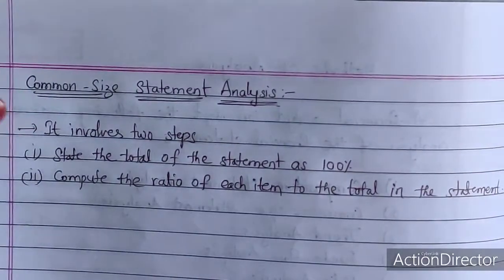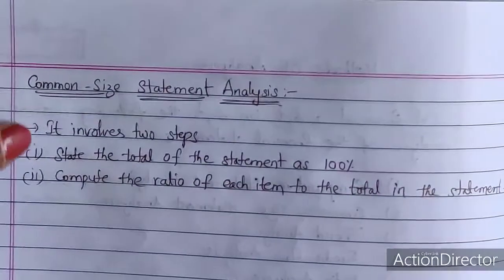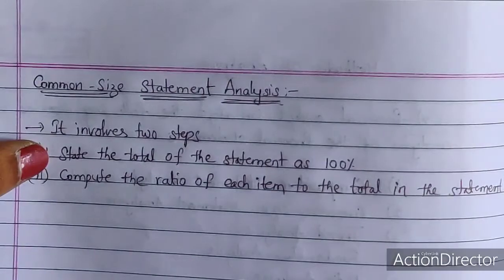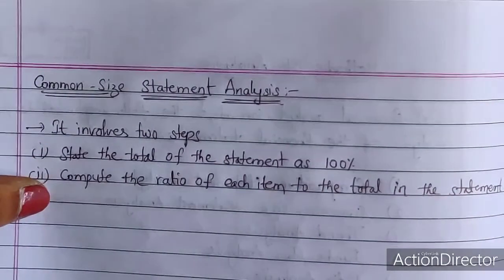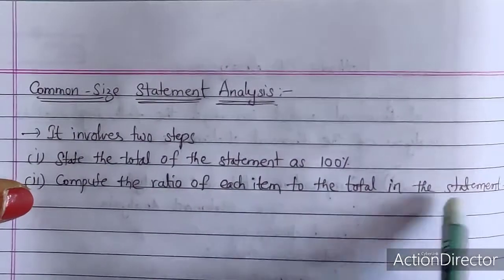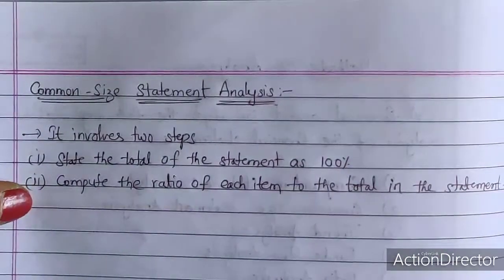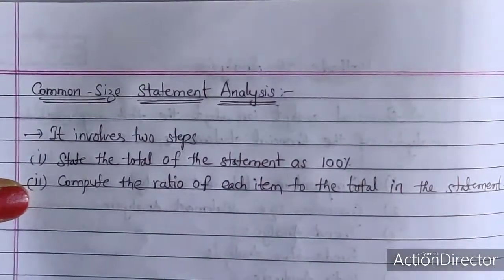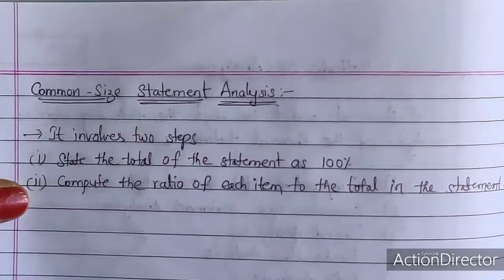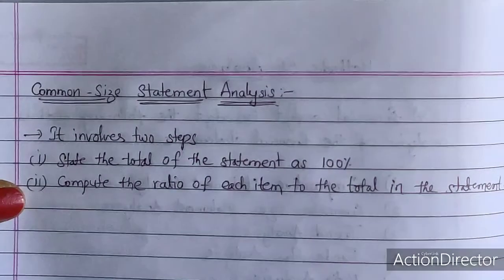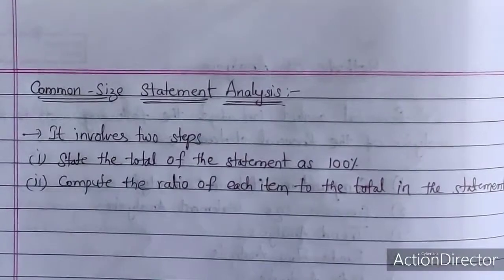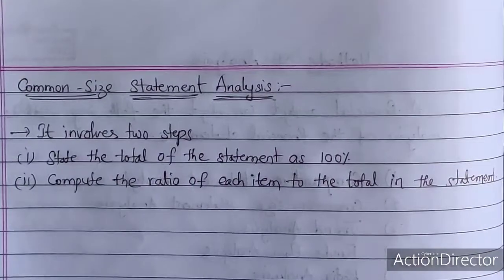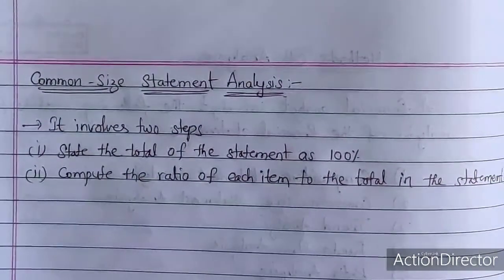So now we will discuss another method, that is common size statement analysis. So here it involves two steps. One is to state the total of the statement as 100% and compute the ratio of each item to the total in the statement. So in this method we are going to take one particular component as 100%, and we will find out all the other components as a ratio of that particular component. So I will show you an example by illustrating this method.